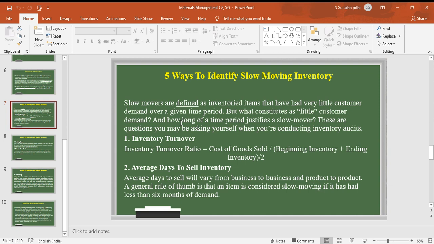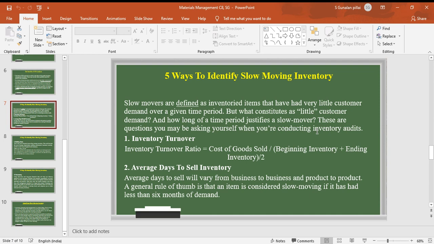We have to see that slow movers are defined as inventoried items that have had very little customer demand over a given period of time. But what constitutes little customer demand, and how long a time period justifies a slow mover? These are questions you may be asking yourself when you are conducting an inventory audit. Somebody is getting a mark of 50 or 60, but how long will he stay at 50 or 60? Suddenly one day he will become an 80% or 90% mark. So we have to thoroughly analyze the product.